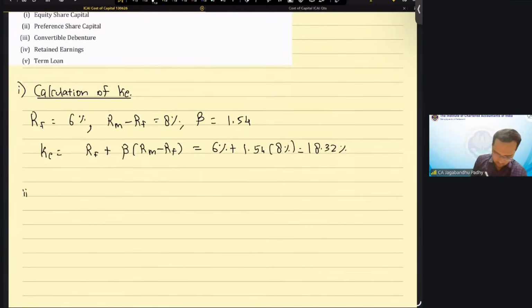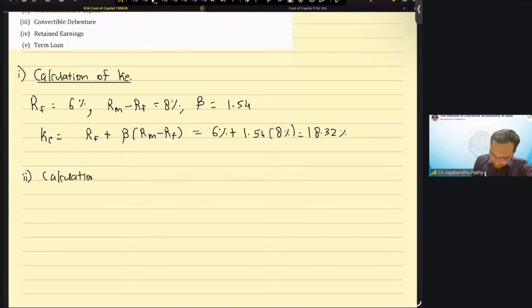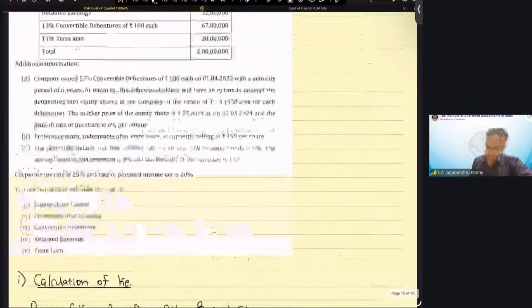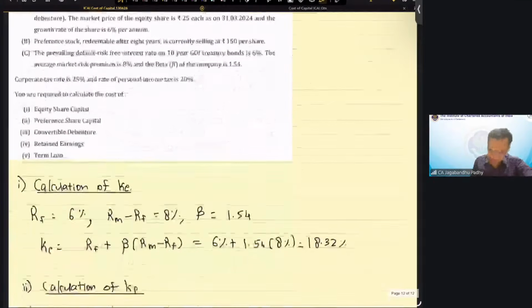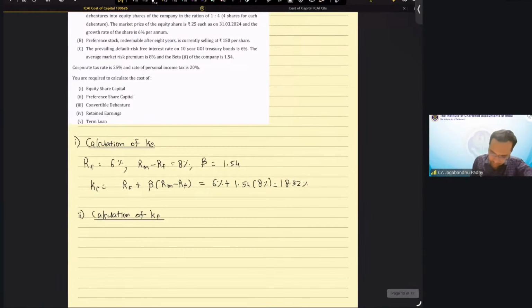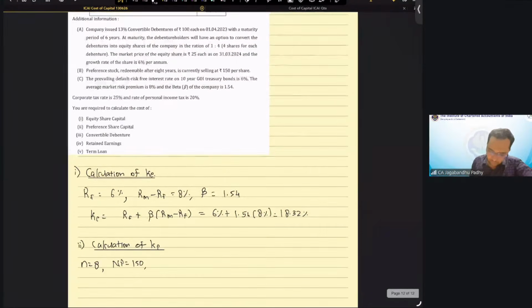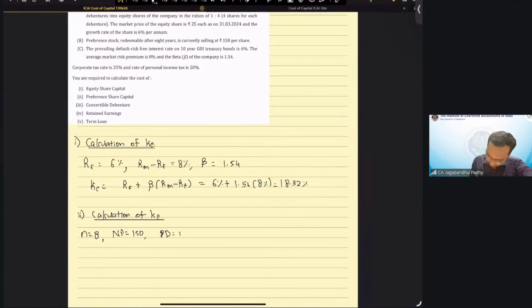Then cost of preference shares. So we'll say calculation of Kp, which is cost of preference share. We have redeemable after 8 years, so over here N is 8. Current selling price is 150, so net proceeds is 150. And preference dividend is 15. Redemption value will be definitely 100.